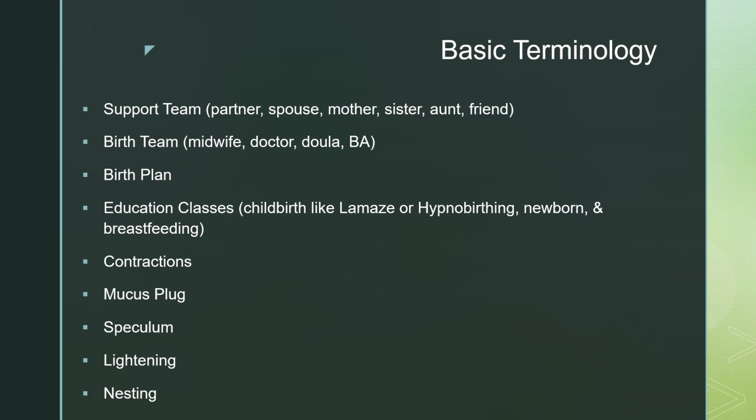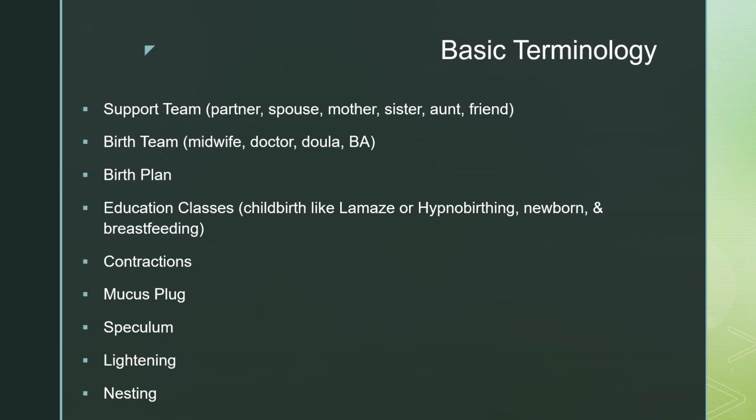Contractions, that has to do with the tightening of the uterus. There's Braxton Hicks contractions, and then there's the contractions during labor. The biggest difference between the two is the strength and intensity. They have a purpose behind them, the ones to get the baby out, versus the Braxton Hicks contractions, which are practice contractions.